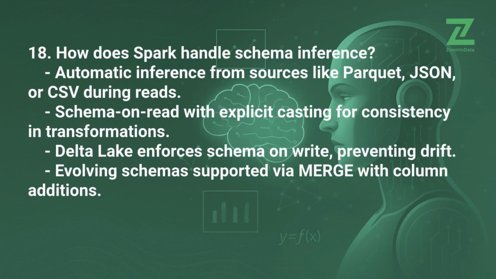18. How does Spark handle schema inference? Automatic inference from sources like Parquet, JSON, or CSV during reads. Schema on read with explicit casting for consistency in transformations. Delta Lake enforces schema on write, preventing drift. Evolving schemas supported via merge with column additions.